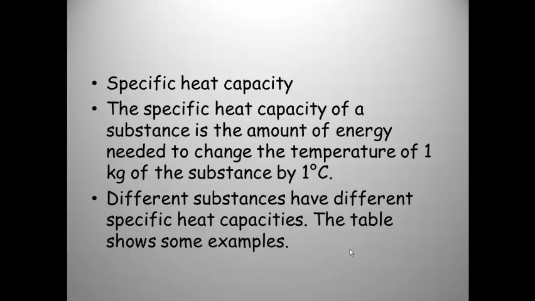Now, you need to know the definition of it. The definition is: specific heat capacity of a substance is the amount of energy needed to change the temperature of 1 kilogram of a substance by 1 degree. Specific heat is always about 1 kilogram, making the temperature rise by 1 degree. What you need to know is that different substances have different specific heat capacities.